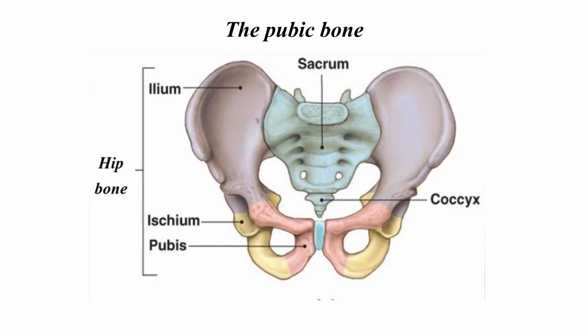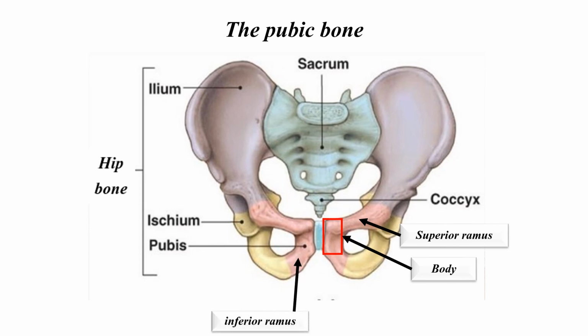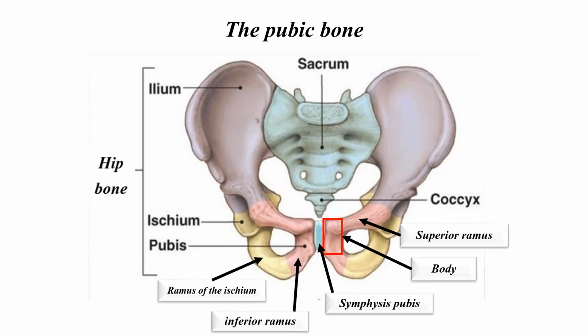Now we will talk about the pubic bone. The pubic bone consists of three parts. The first part is the body of the pubic bone. The second part is the superior ramus of the pubic bone. The superior ramus joins the ischium and the ilium at the acetabulum on the lateral side of the hip bone. And the third part is the inferior ramus. The inferior ramus of the pubic bone joins the ramus of the ischium to form the ischiopubic ramus. The two pubic bones articulate with each other at the midline at the symphysis pubis.